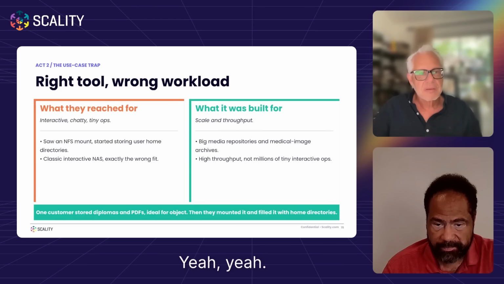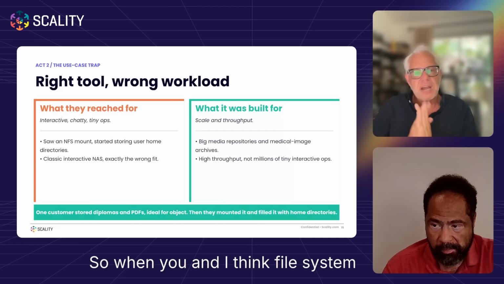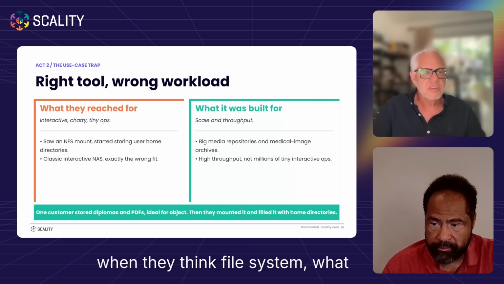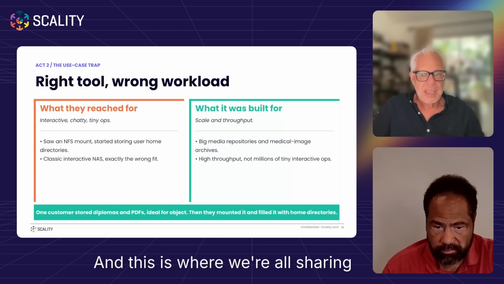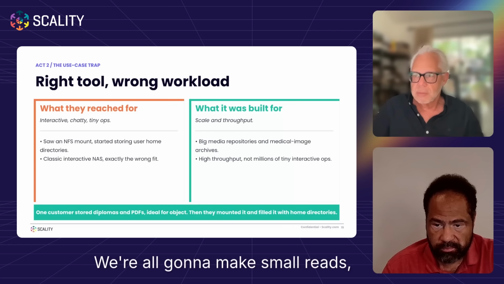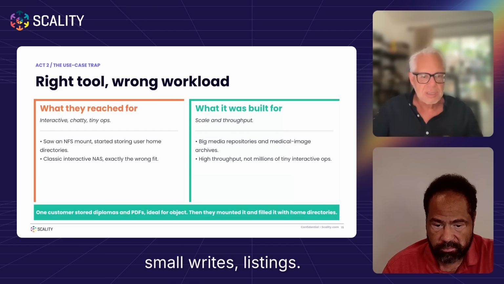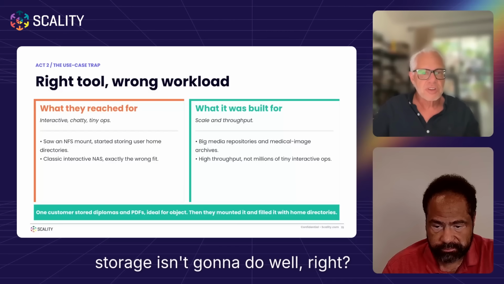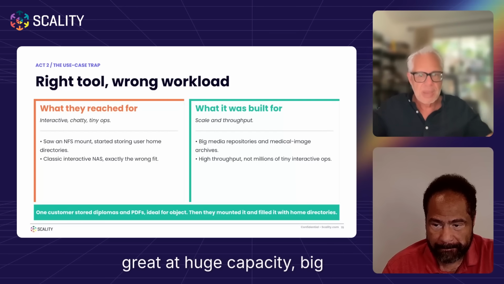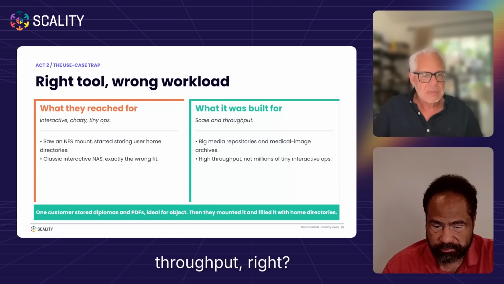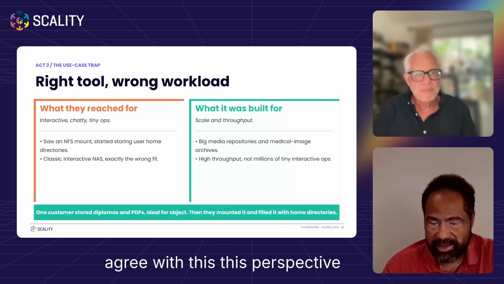Yeah. When you and I think file system, and most of the people listening, what do they think about? User directories, home directories, right? This is where we're all sharing them. We're all going to make small reads, small writes, listings. We're going to access things interactively, and we want good response time, right? That's what POSIX does well. It's great on a NAS, but it's exactly what object storage isn't going to do well. Instead, object storage is going to be great at huge capacity and big throughput. I'm sure you agree with this perspective.